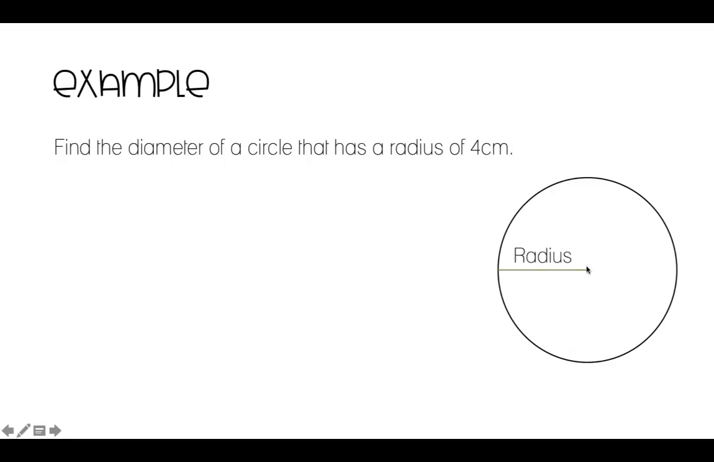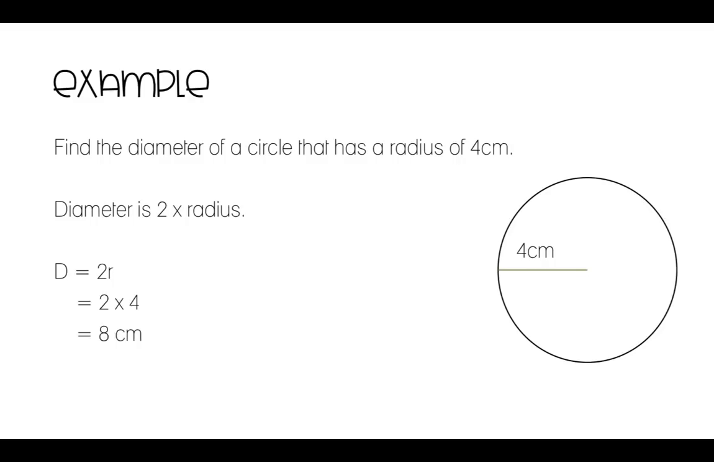Find the diameter of a circle that has a radius of 4 centimeters. Okay, so it's got a radius of 4 centimeters, which means it only goes halfway, so the distance halfway to the middle of the circle, and that's 4 centimeters. To work out the diameter, it's 2 times the radius. So if we go diameter equals 2 times r, or 2r, we get 2 times 4, which gives us 8 centimeters. So the diameter in this case is 8 centimeters.